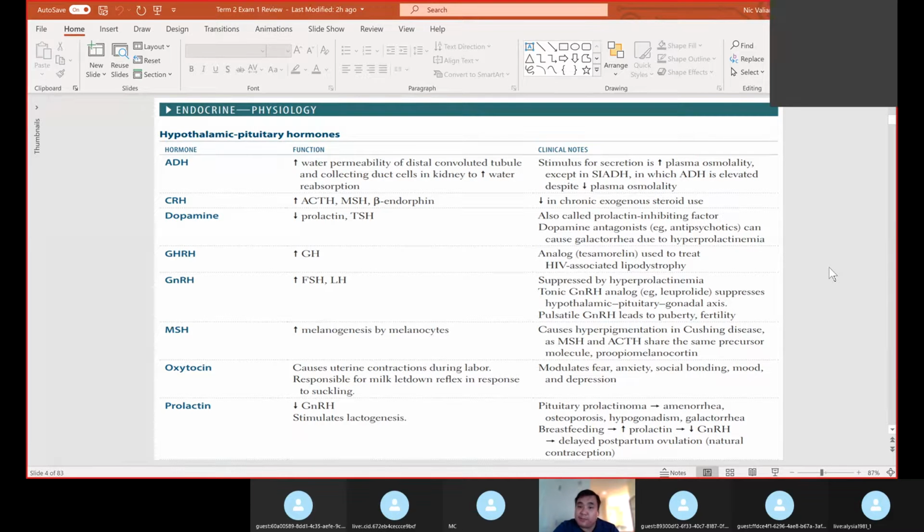What's the stimulus for this? For secretion of ADH, increased plasma osmolality because you are dehydrated, except in SIADH, in which ADH is elevated despite decreased plasma osmolality. Question: we need to differentiate between diabetes insipidus and syndrome of inappropriate ADH. Let's look at diabetes insipidus. What kind of urine do you produce in diabetes insipidus? Dilute or concentrated?